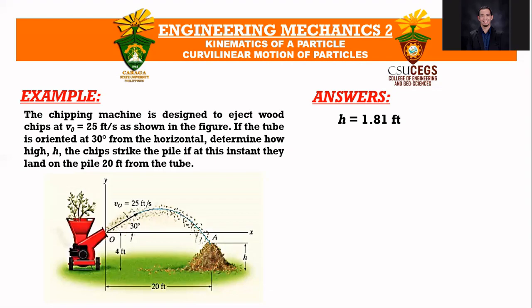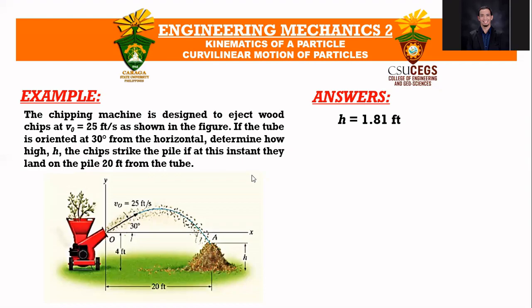So good day, everyone. This is the first example for the motion of a projectile. The problem is, the chipping machine is designed to eject wood chips at an initial velocity of 25 feet per second as shown in the figure. If the tube is oriented at 30 degrees from the horizontal, what we need to determine is how high, which is represented by h, the chips strike the pile if at this instant they land on the pile 20 feet from the tube. So the answer for the height h is 1.81 feet.